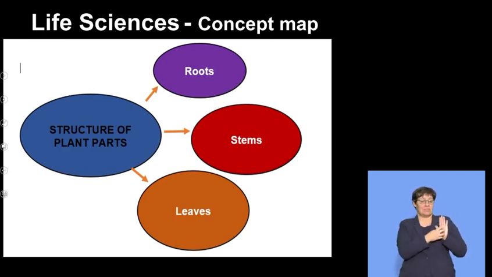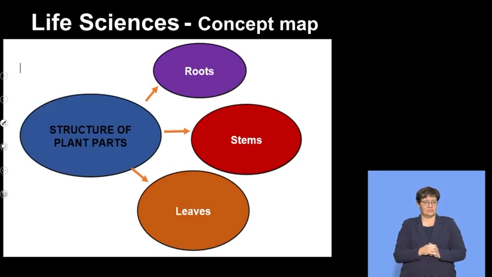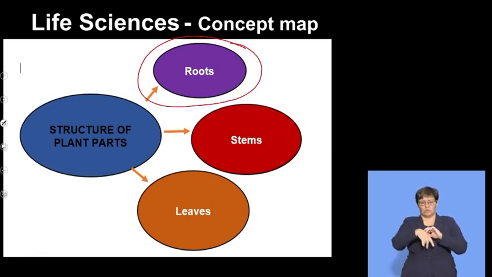This is the concept map showing what we are covering under plant anatomy. We did start looking at plant anatomy in our last lesson, where we looked at roots, and today we are going to be doing the next two topics, stems and leaves.